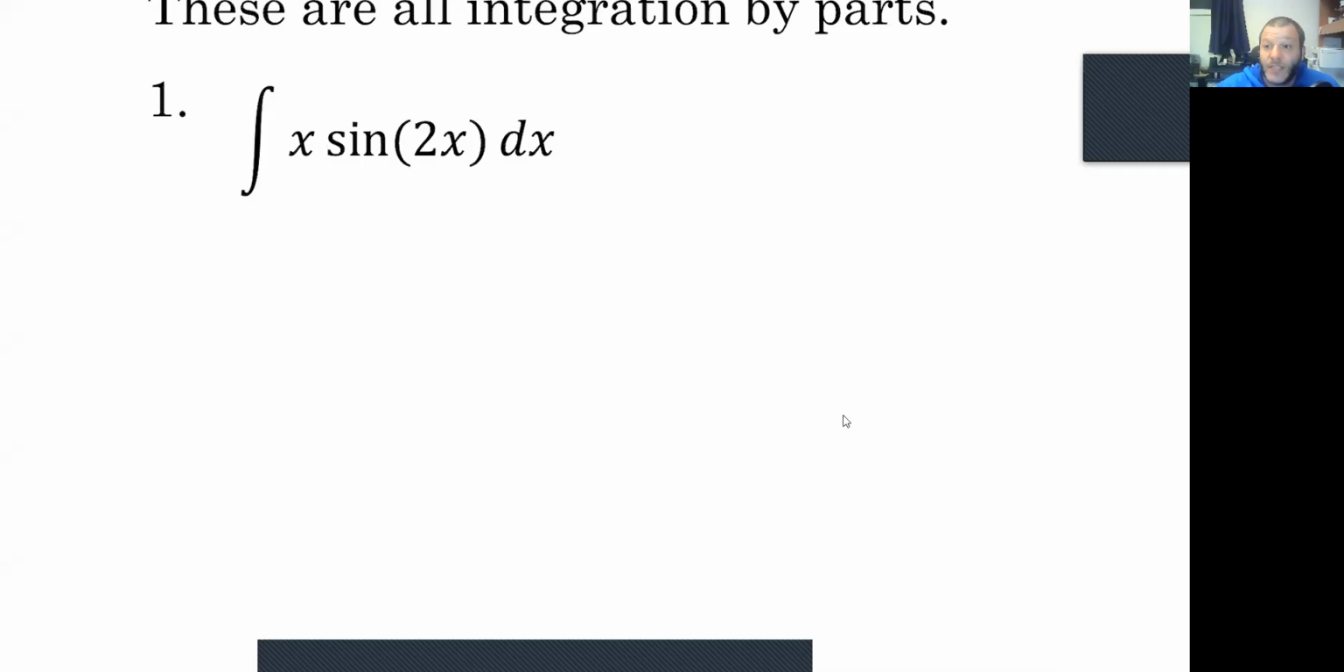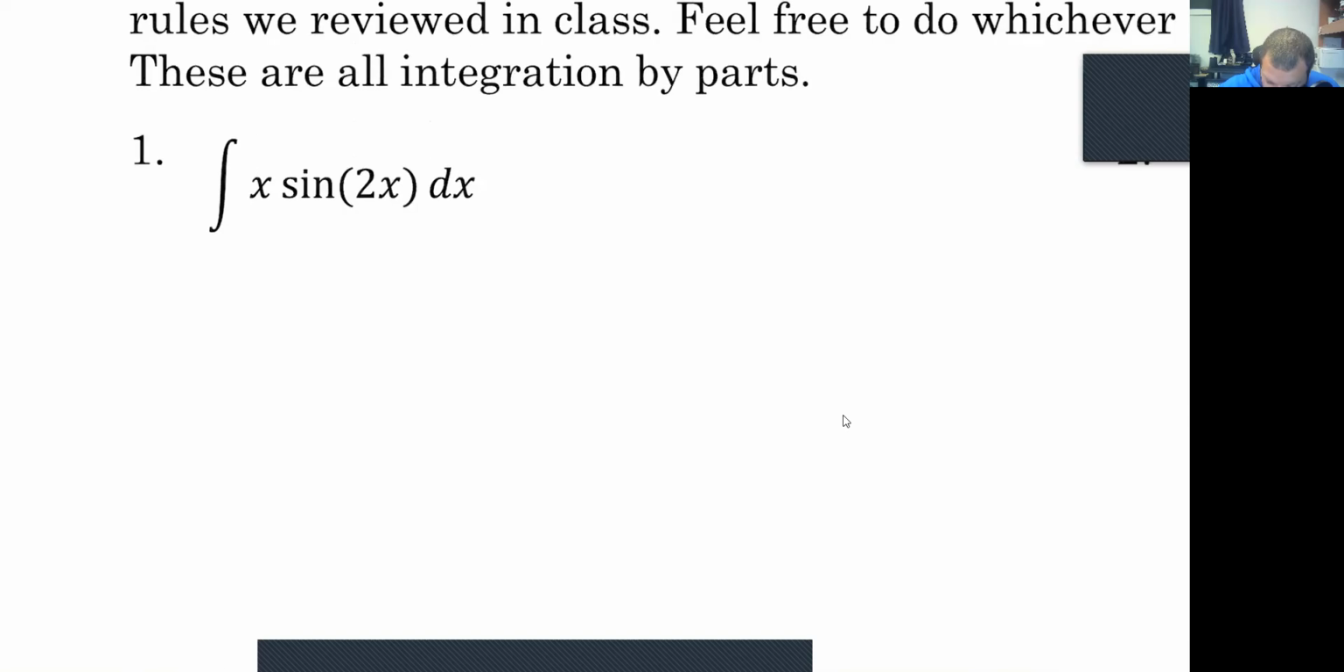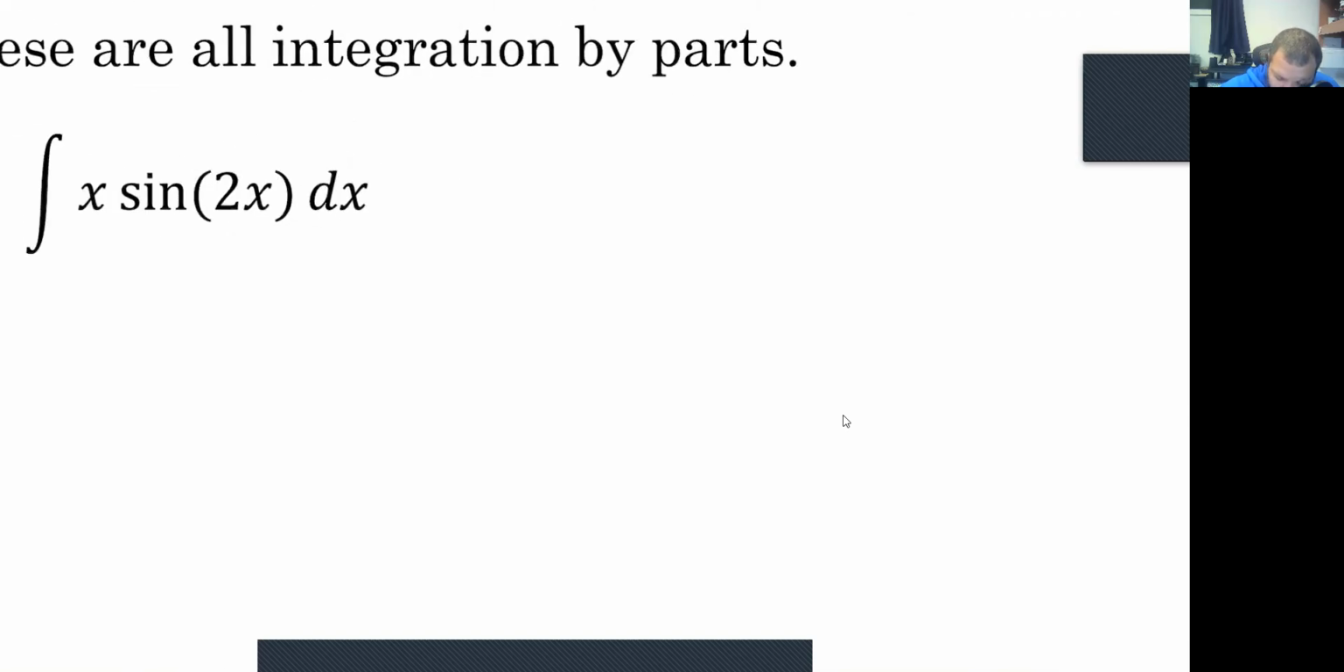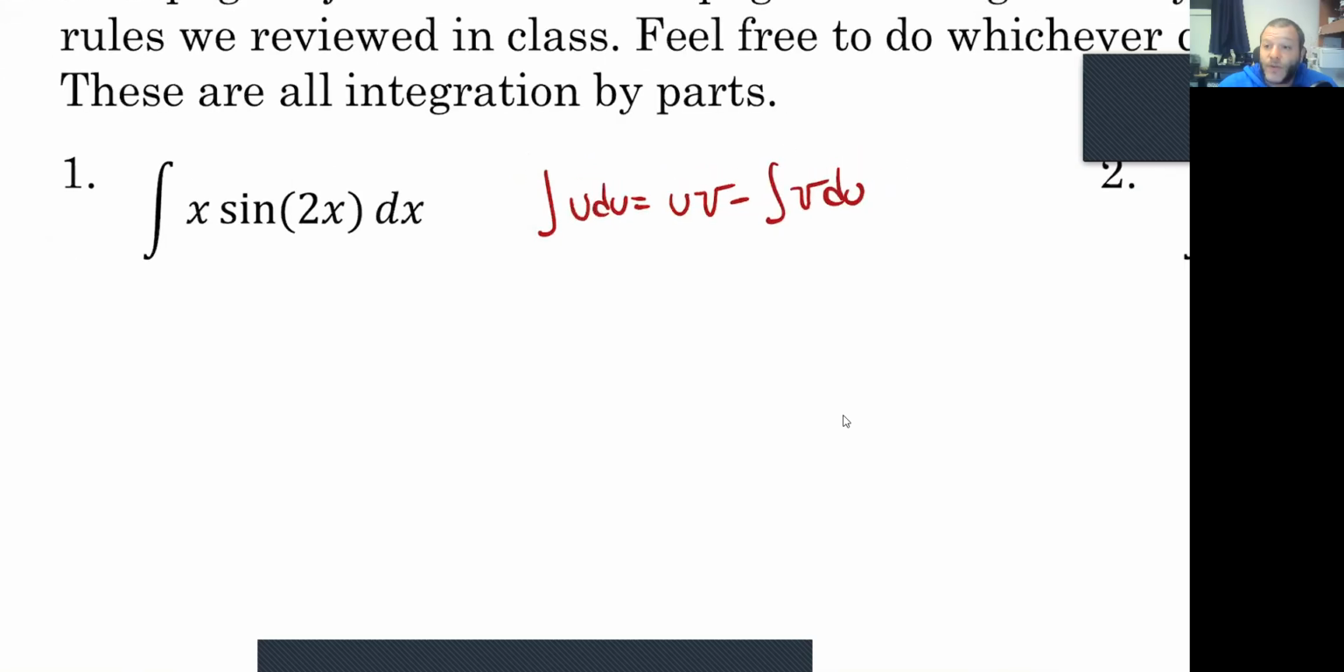Okay, so these are all integration by parts questions. So we know that integration by parts is the integral of u dv equals uv minus the antiderivative of v du. So generally, it's just all about getting a good choice for both u and dv.